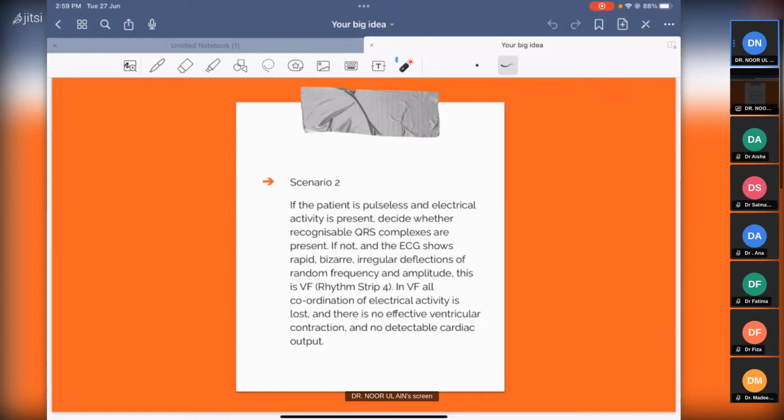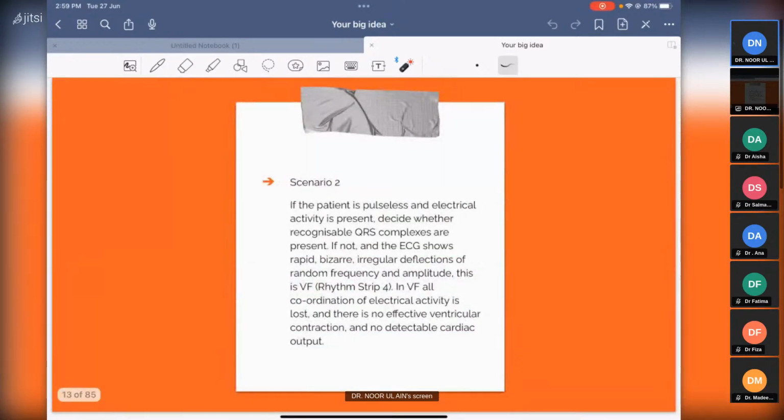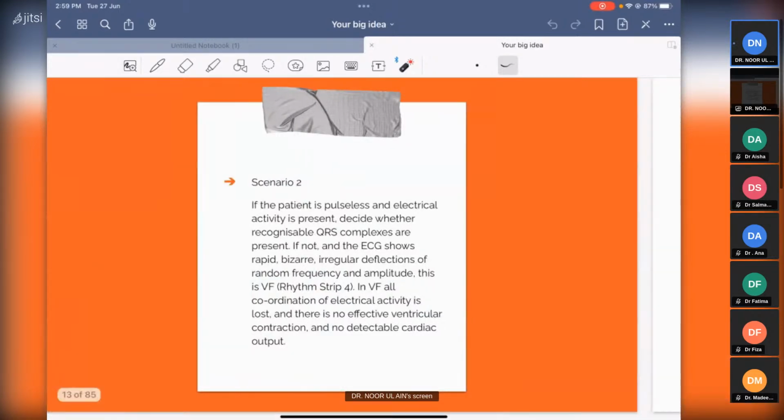So the first question was, is there any electrical activity? No, that was asystole. Now I'm saying yes, the answer to the first question was yes. There is an electrical activity, but it looks like this. Something really bizarre and weird. But the patient has no pulse. Okay? So this is what you see.